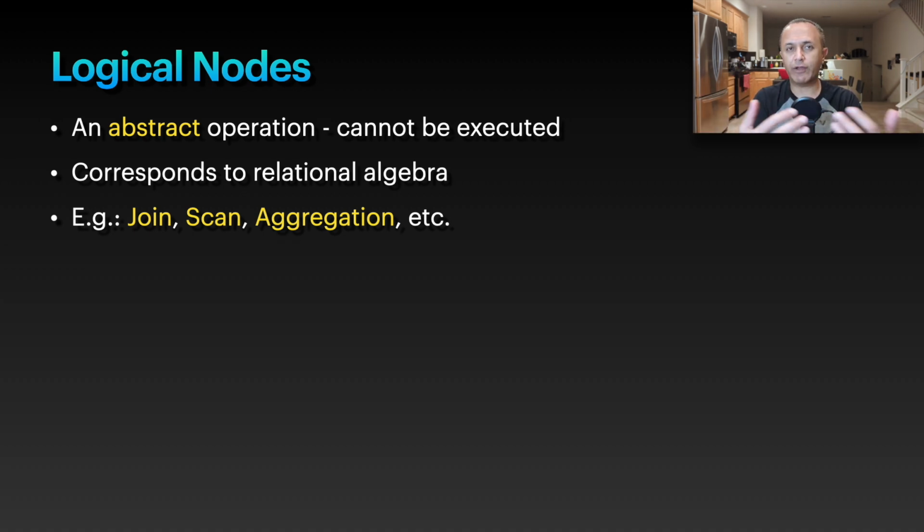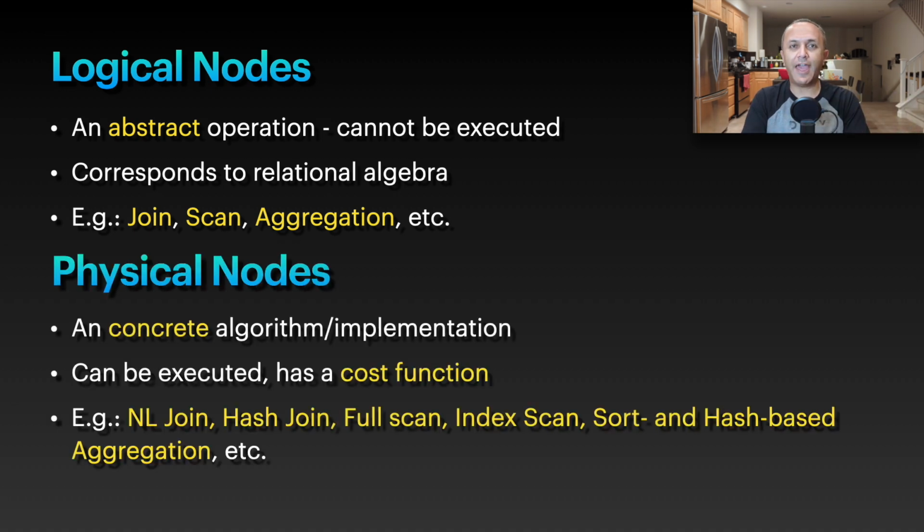Same thing goes for aggregation. Again, we understand what aggregation means, but the logical node, or the logical operation, does not tell us what algorithm we're using. This is just the semantics of the operation. On the flip side, the physical node is the actual implementation, the concrete version that has an algorithm behind it, which we can actually execute.